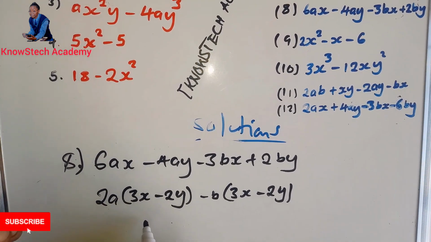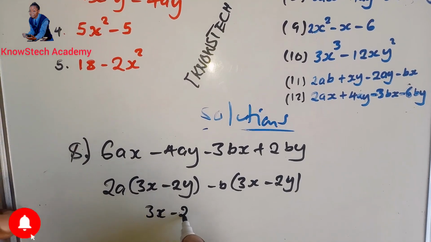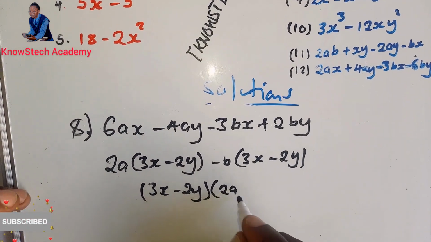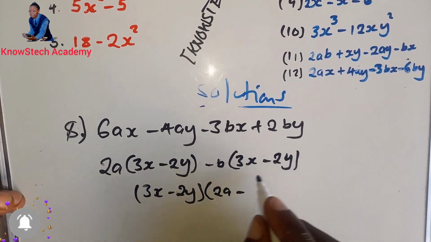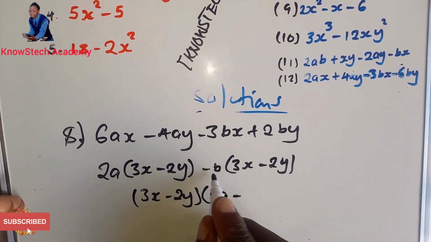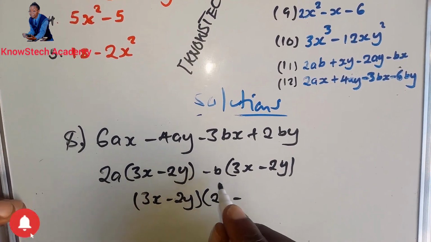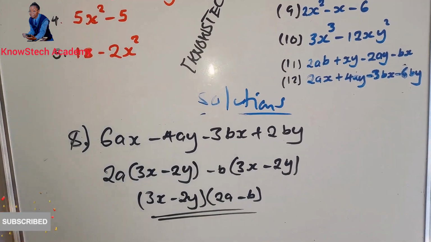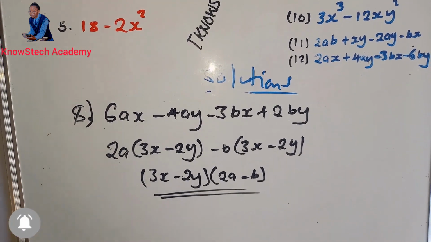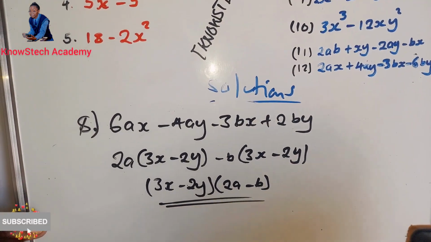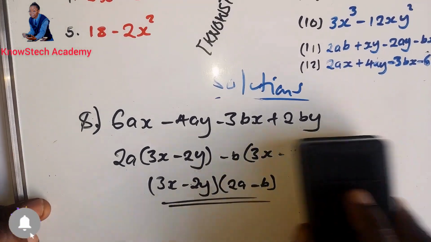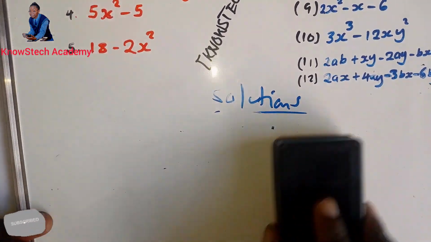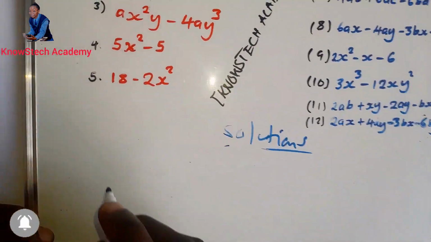So what is common here? In brackets we have 3x minus 2y. Then whatever is this side, which is 2a minus this, attach the term that is in front here, which is b. So this is the answer. Okay, this is question 8. We go to question 9.